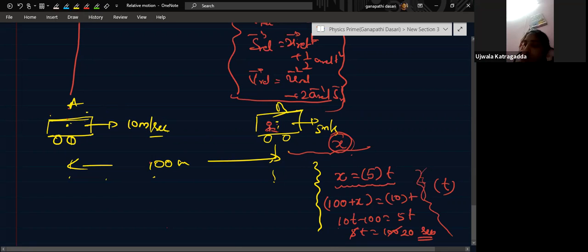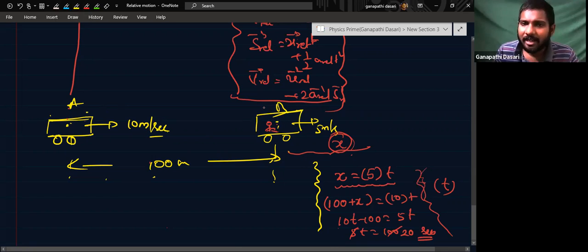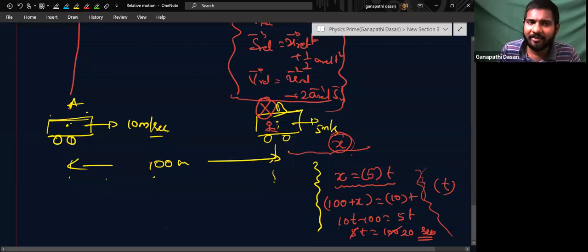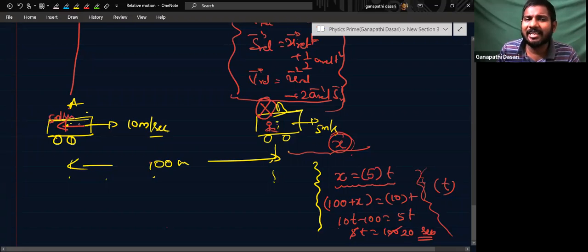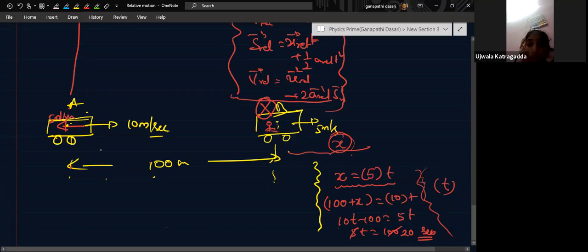That means I will consider with respect to B. With respect to B means what should I do? I should stop B, and give the reversed velocity to A. Reverse the velocity means the right one will come towards the left one, give it to A and vectorially add. Now 10 is on the right side, 5 is on the left side. What is the resultant? 5 meters per second on the right side, isn't it?